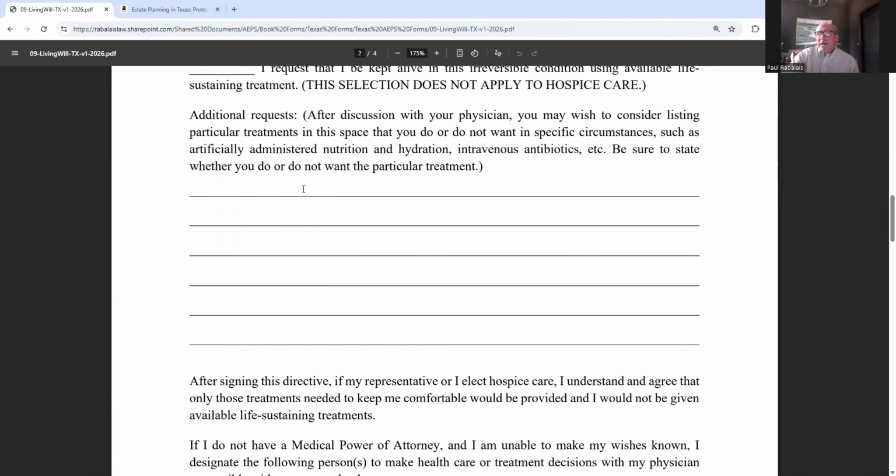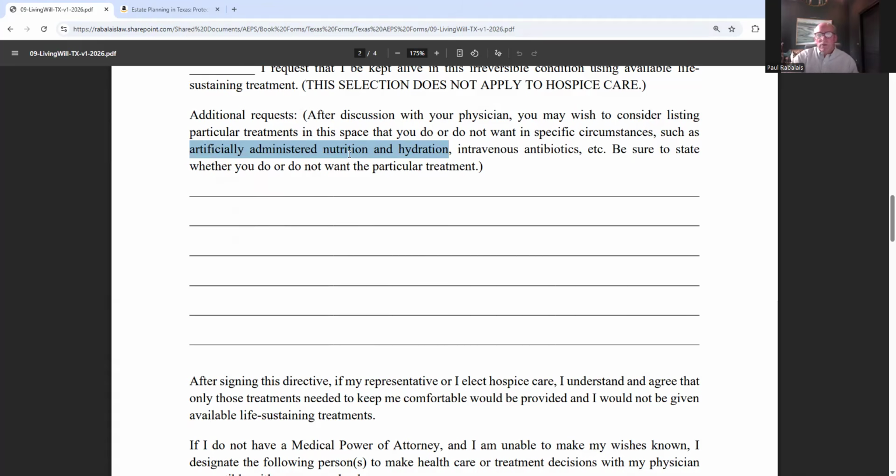And then here's a place where you can write in additional requests. I would say the most popular additional requests. Some people feel like, well, take me off the machines, but don't remove these artificially administered nutrition and hydration. This is food and water. This is really IVs and feeding tubes. So some people feel like, you can take me off the machines, but I don't want you to remove nutrition and hydration. You may want to take a look at any particular religious beliefs you may have. Some people make their decisions in accordance with their religion.